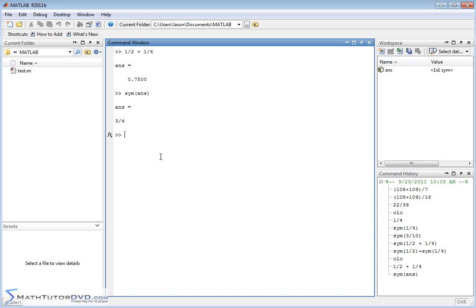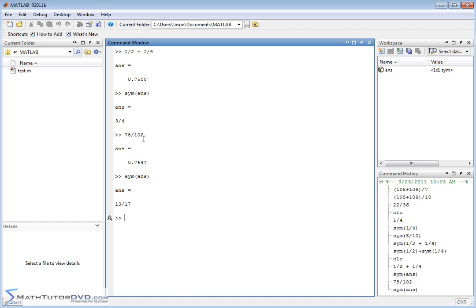If you're working in MATLAB and you have, let's say, 78/102, that's the final result of your calculation, and you get an answer of 0.7647, and you're like, oh man, what is that in fractional form? You can just do SYM, last answer, and then you'll get an answer of 13/17. Notice that is a reduced form of the original fraction.